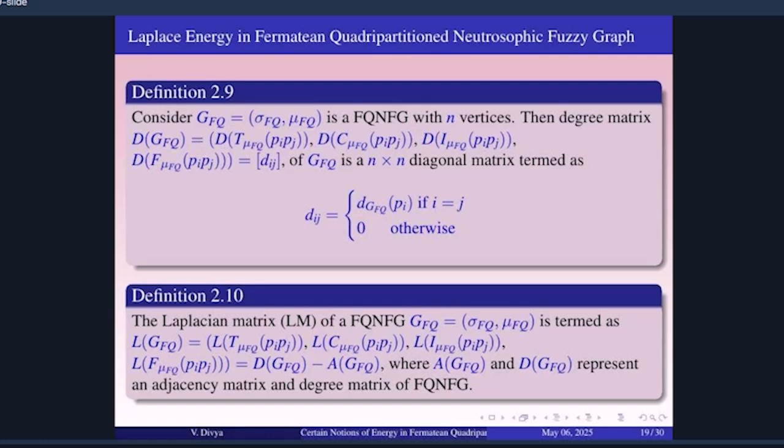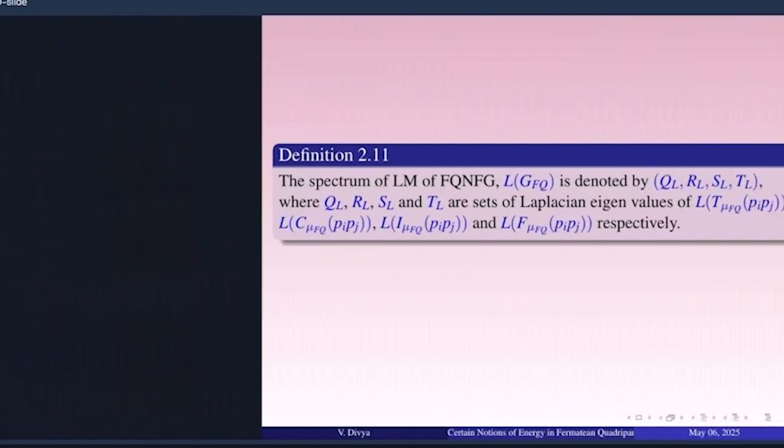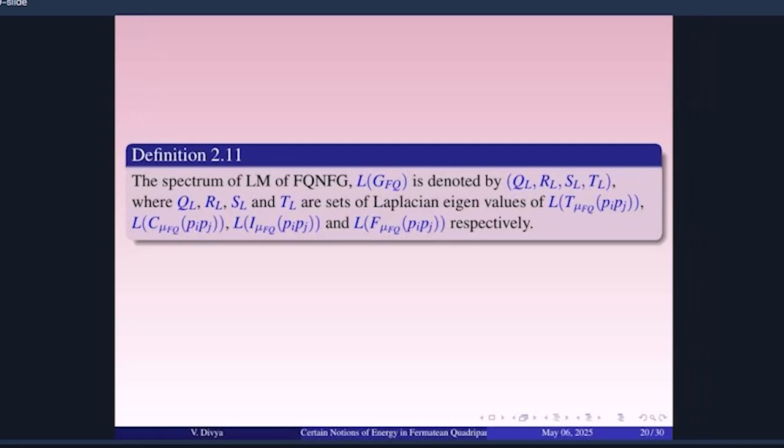Next one is Laplace energy. Similarly, we can find Laplace energy for the Fermatean quadripartition neutrosophic fuzzy graph. For this, first we have to find the degree matrix, and then we have to find the Laplacian matrix. This is the definition of the degree matrix. And next one is the Laplacian matrix. The Laplacian matrix is nothing but the difference between the degree matrix and adjacency matrix. And next one is the spectrum of the Laplacian matrix.